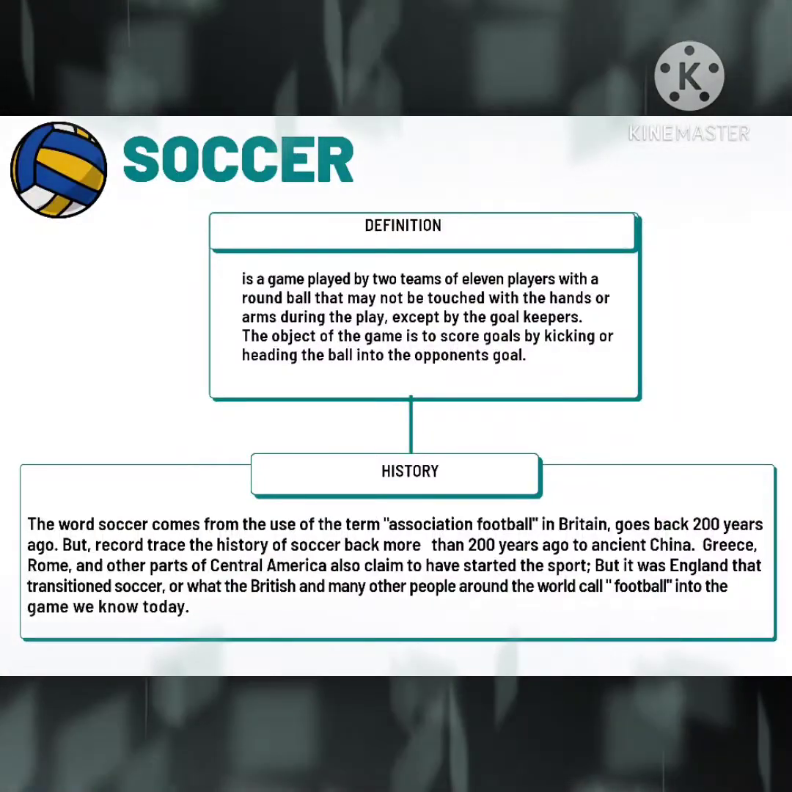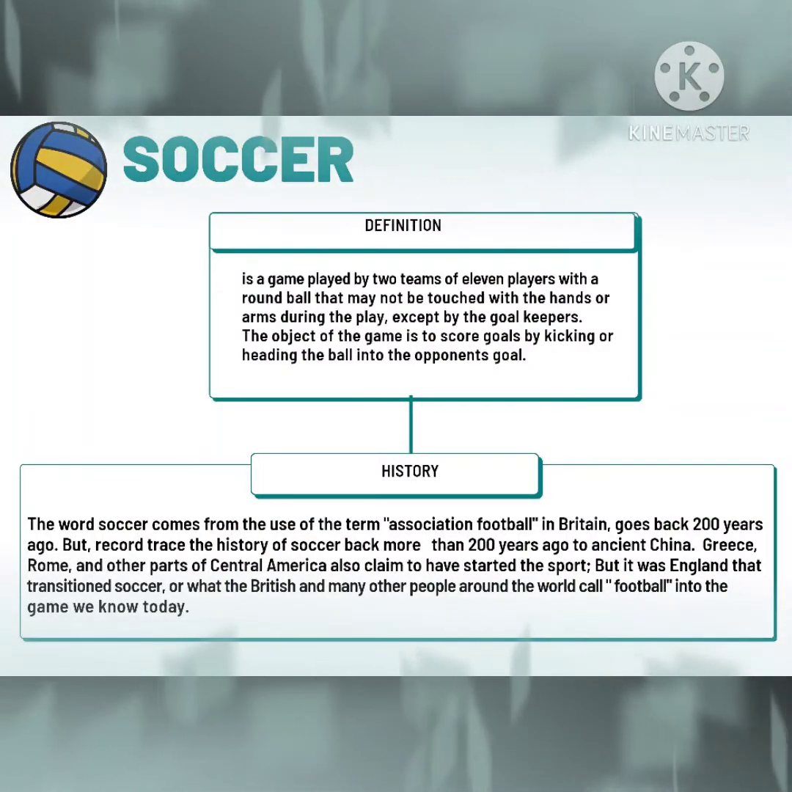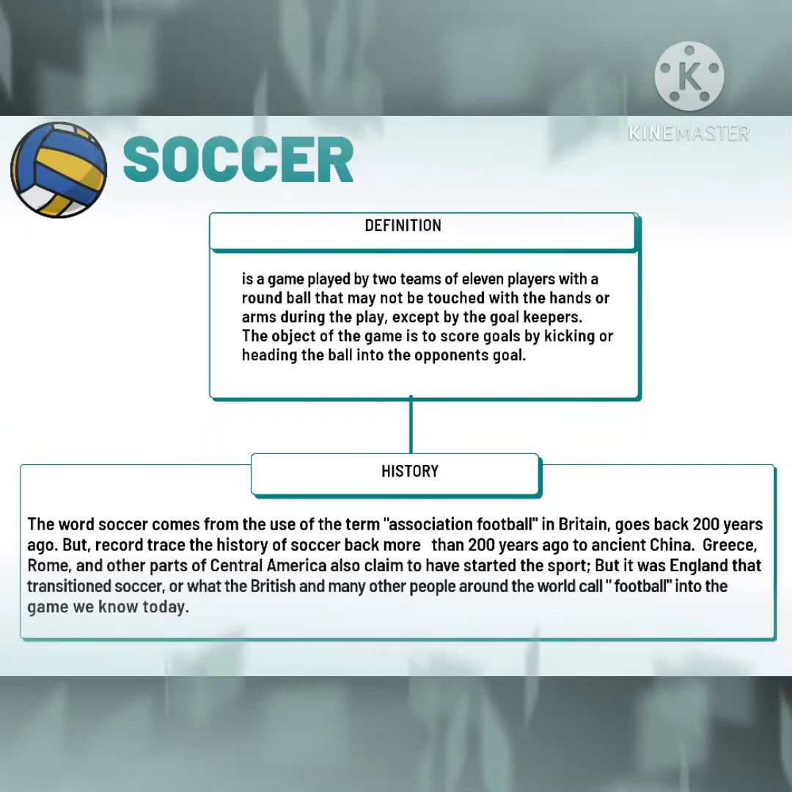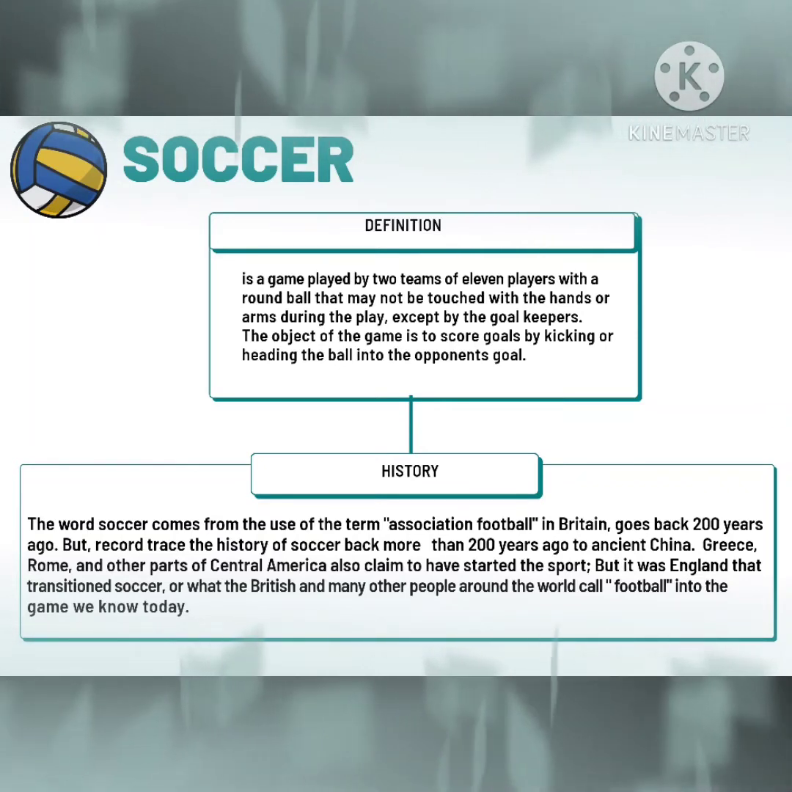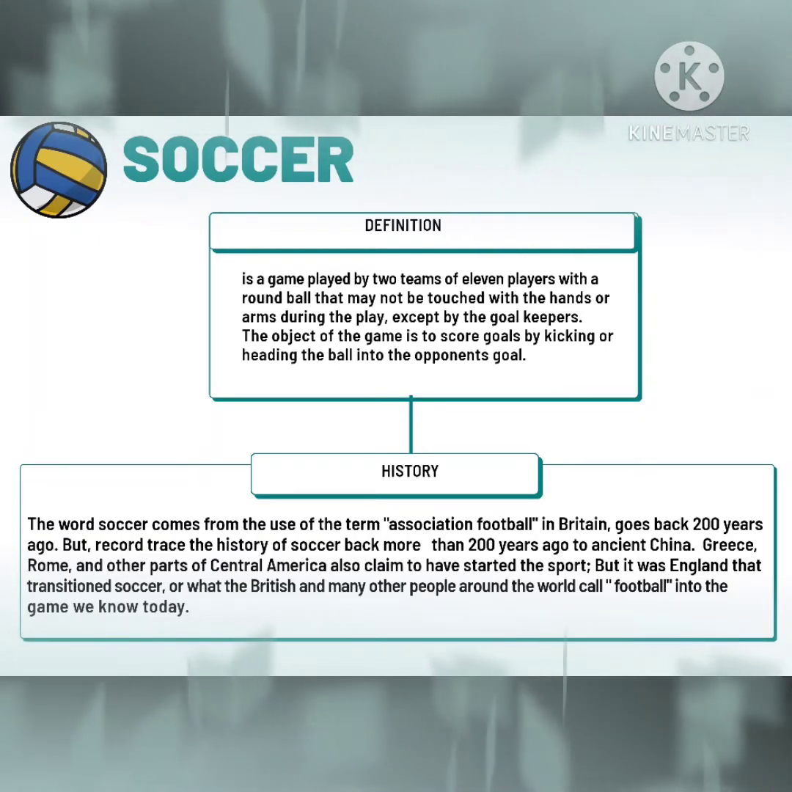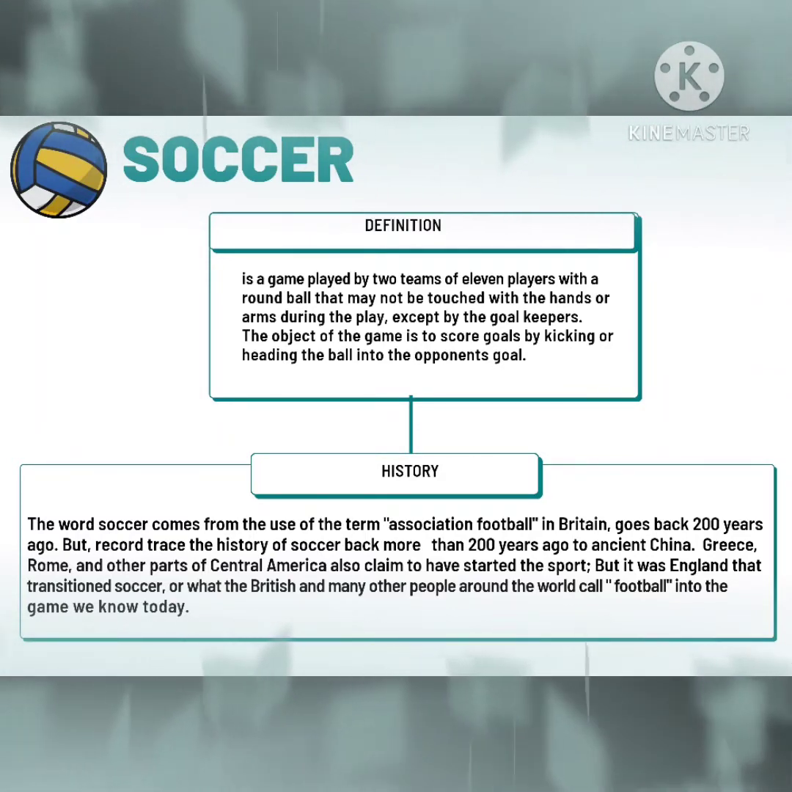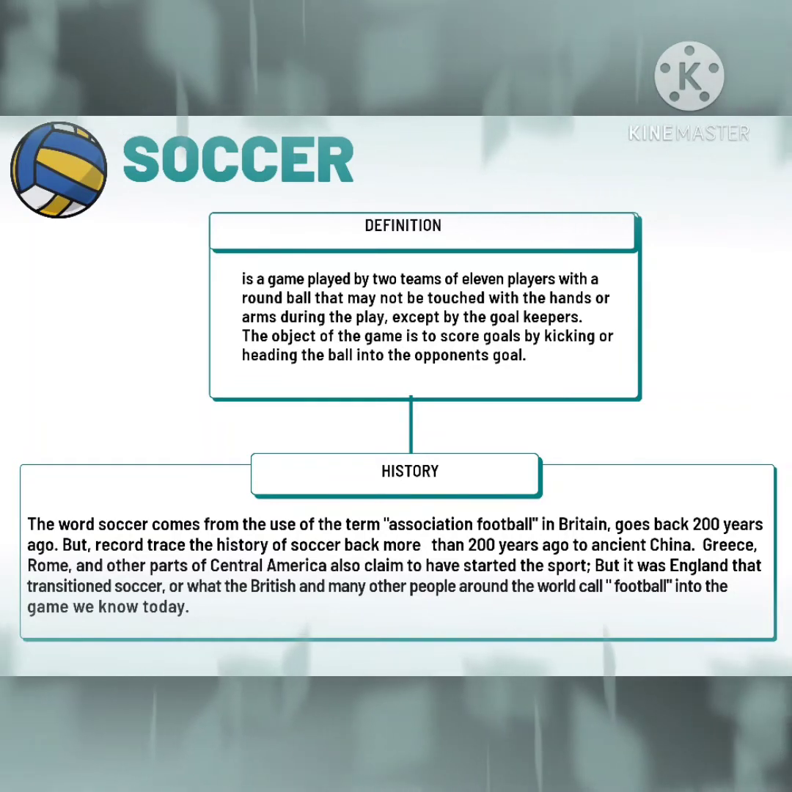Soccer is a game played by two teams of 11 players with a round ball that may not be touched with the hands or arms during the play except by the goalkeepers. The object of the game is to score goals by kicking or hitting the ball into the opponent's goal. So soccer is a kind of game where the ball should not be touched by the hands or arms during the play, but is moved by kicking or hitting the ball into the opponent's goal.